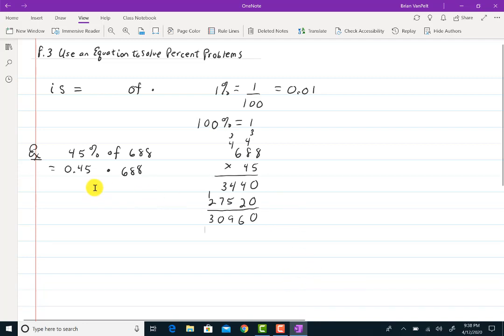But remember, the original problem had 2 decimals in it. So I have to take my decimal and move it to the left 2 places. So this equals 309.6.